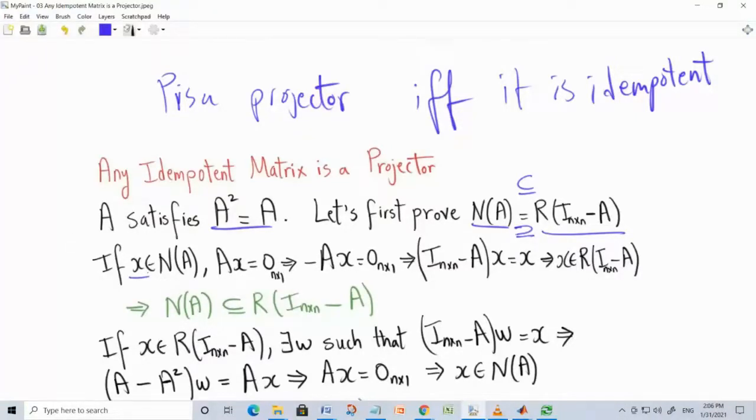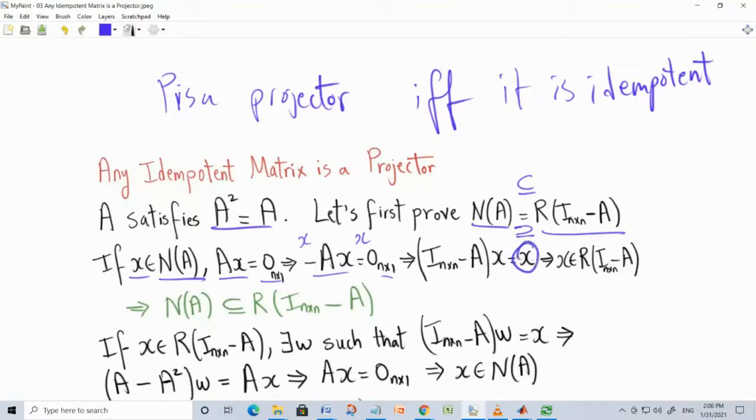Pick a vector X in the null space of A. So AX is equal to 0. Multiply both sides by minus, and so we have minus AX is the all 0 vector. Now add X to both sides. You have X minus AX, which can be written as I minus A multiplied by X, equal to X.